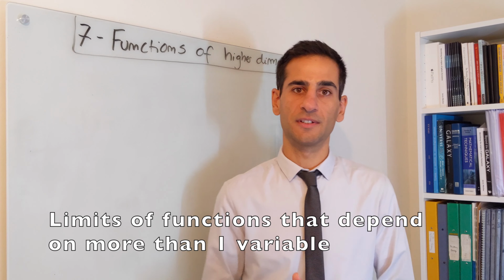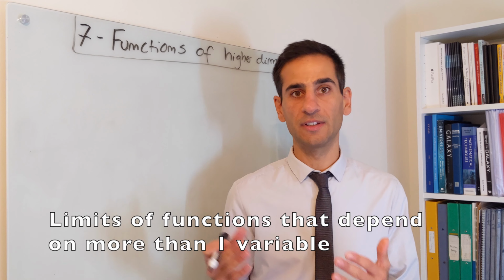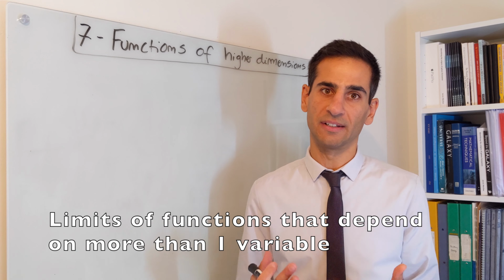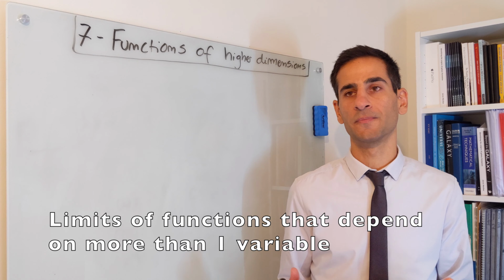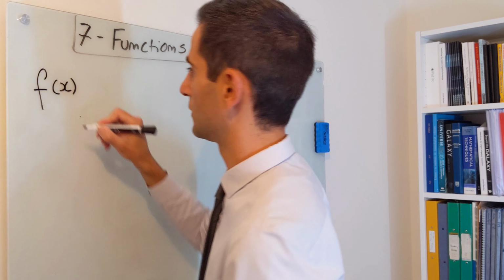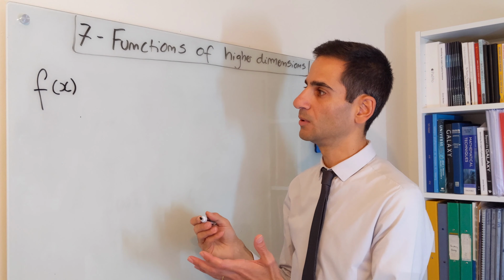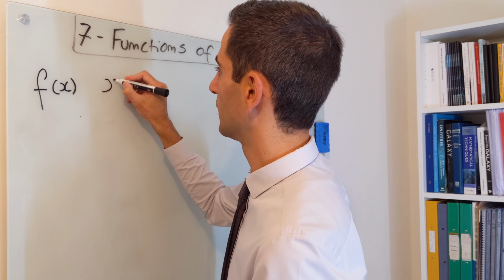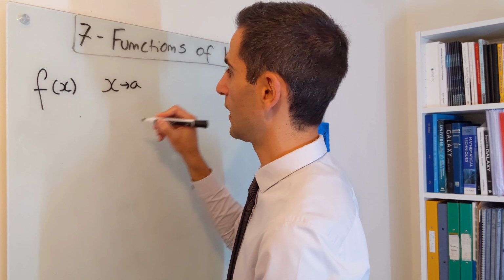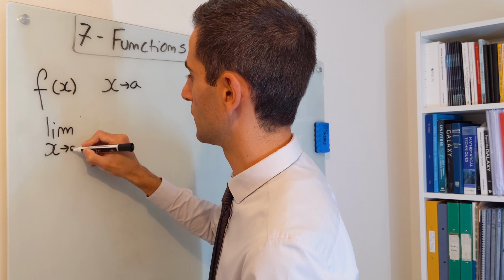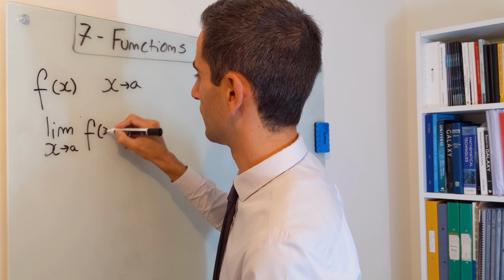When we talk about functions of more than one dimension, one of the important things we should define and have a look at is how do we take limits of such functions. We've seen that if you have a function f of x, just depending on one variable, the way you take a limit when x goes to some value a is you would write limit when x goes to a of f of x.